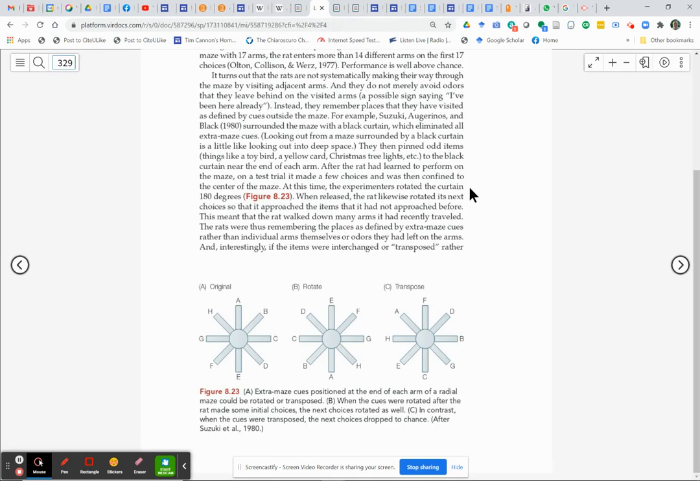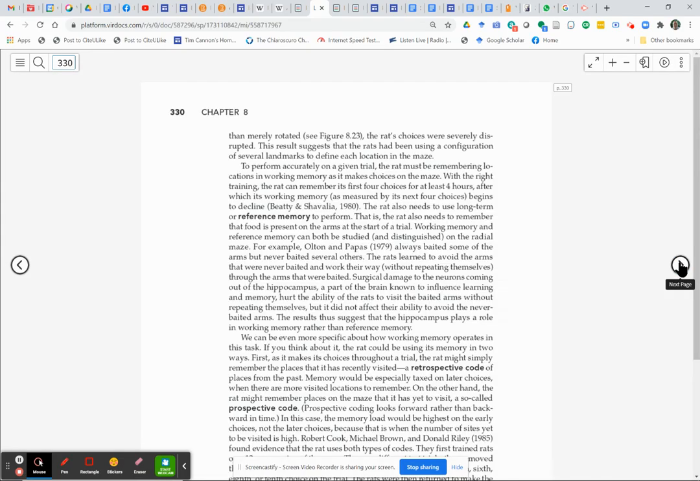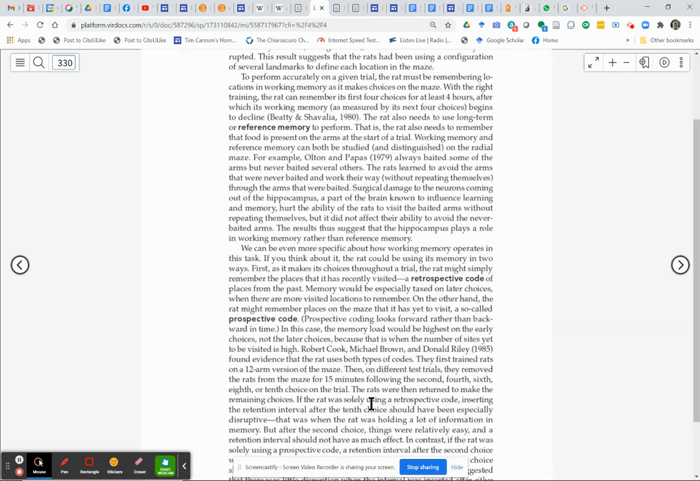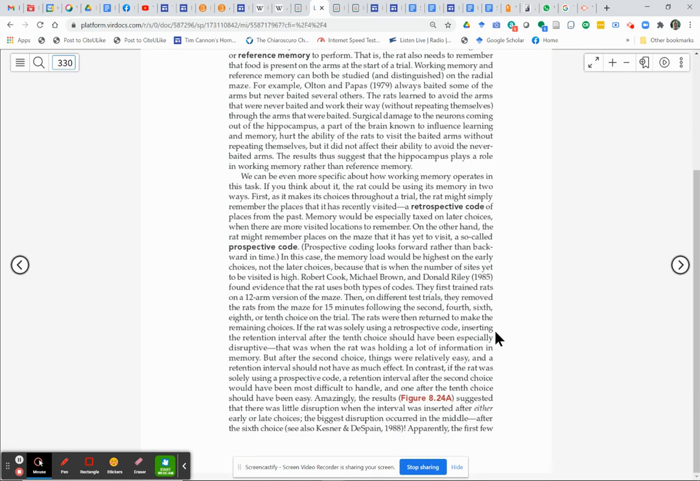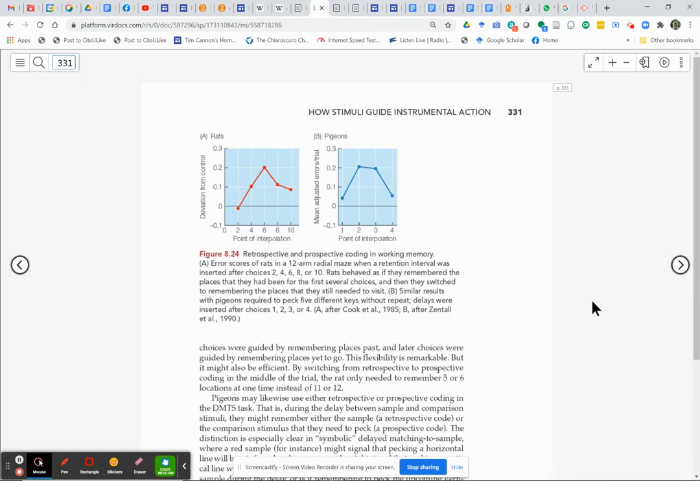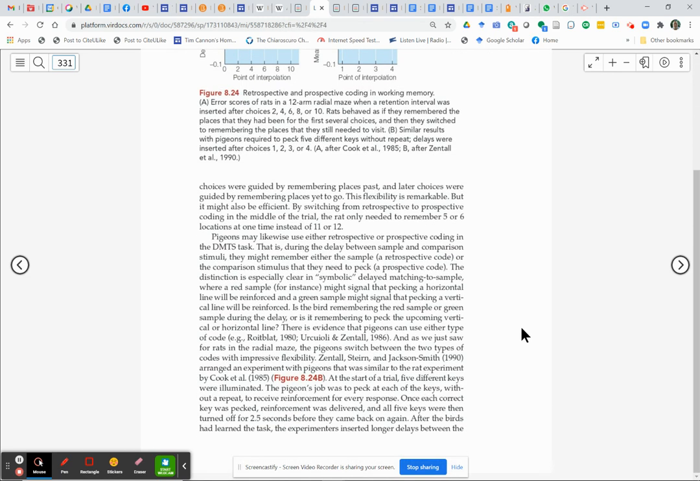All right, so that's a radial arm maze. And they are talking about working and reference memory, and retrospective coding and prospective coding. Do you track what you've just done or what you're about to do? And really cute data there from both rats and pigeons, where they seem to use one strategy and then switch to the other. People do this too.